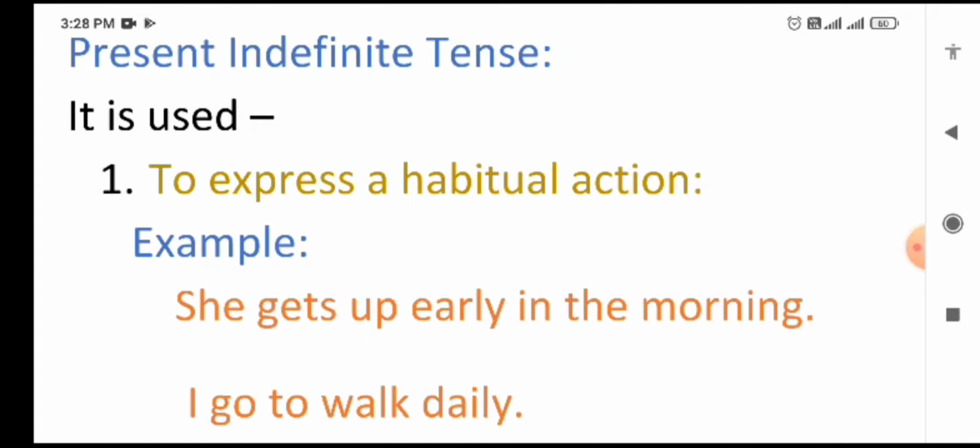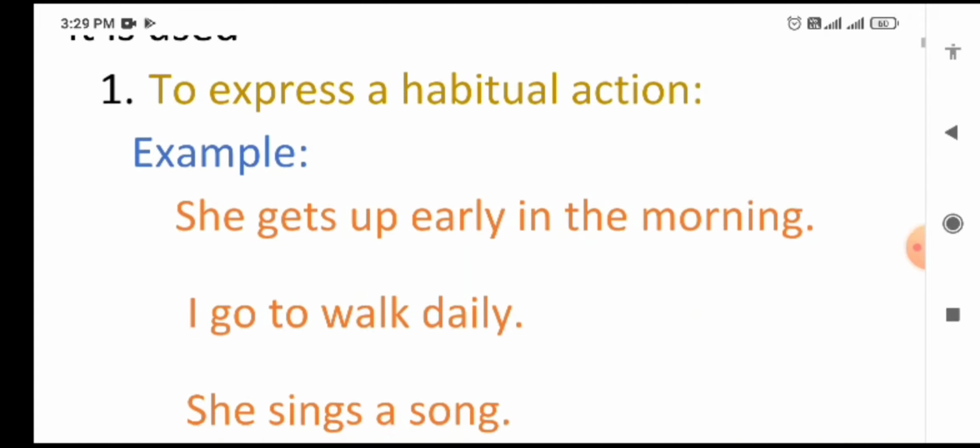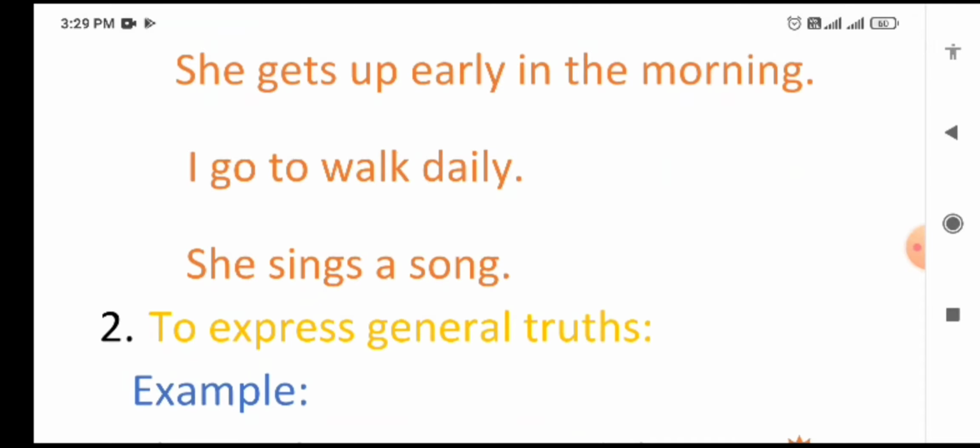My today's topic is present indefinite tense. Present indefinite tense is used to express a habitual action, hobbies, and daily events, etc. Examples are: she gets up early in the morning, I go for a walk daily, she sings a song.